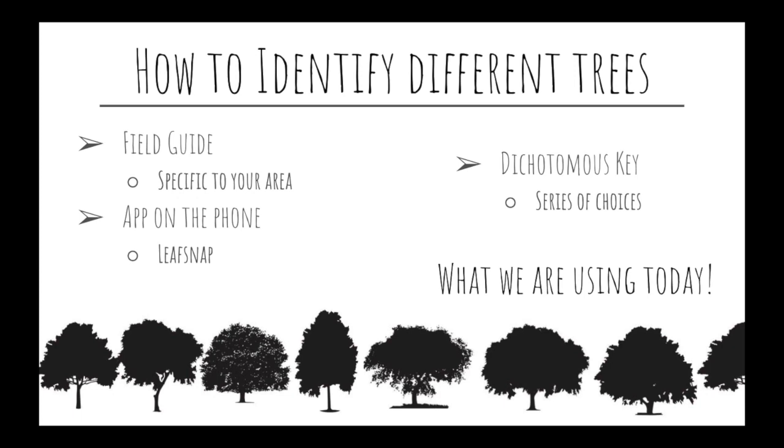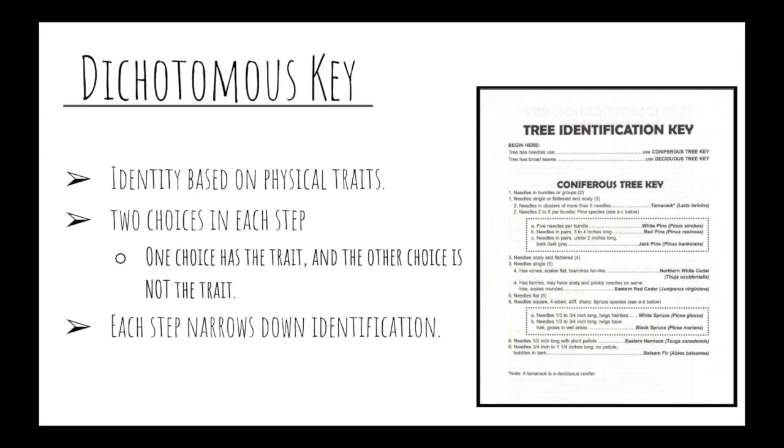And then the other method that we're going to be using today is called a dichotomous key. So let's talk a little bit more about what a dichotomous key is. The keys are based on physical traits that help you narrow down identification. Basically, it provides you with a set of choices, and you pick which answer best describes what you're trying to identify. You usually will have two choices. Yes, it does have this certain trait, or no, my object does not have this certain trait. It's a fairly simple idea.